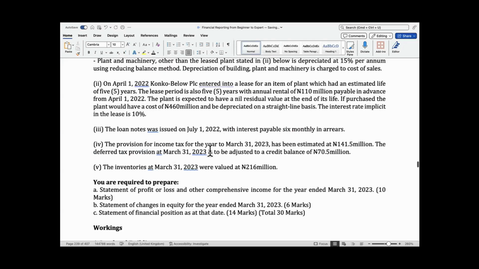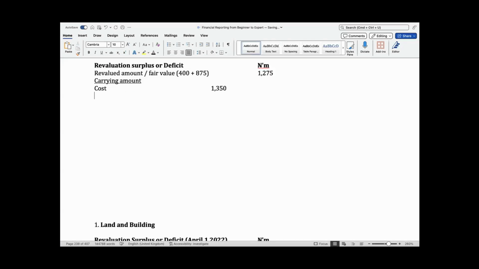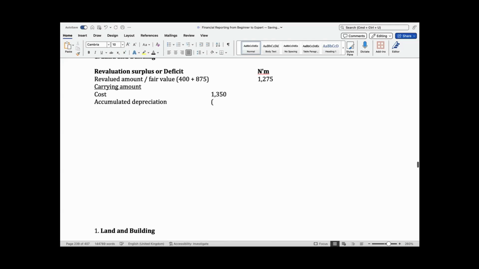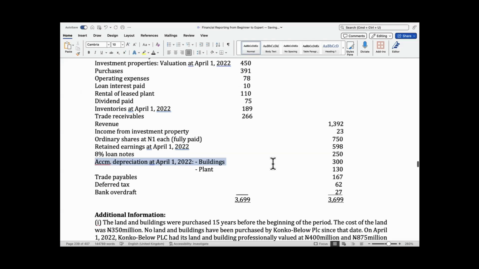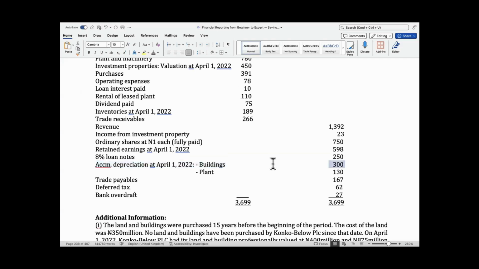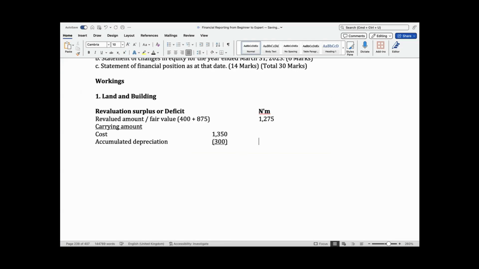1,350 minus accumulated depreciation at the beginning. You go to your trial balance. Under accumulated depreciation here, it was 300. So that gives me how much? 1,050. Okay. So I can see that my revalued amount is higher than my carrying amount.